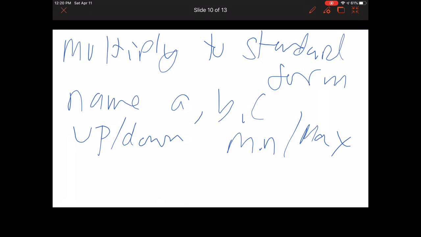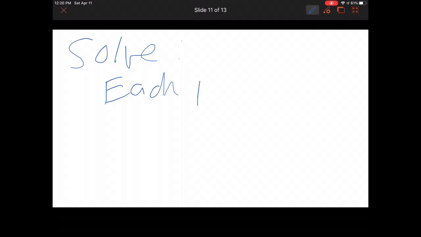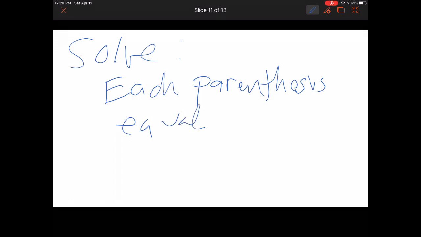Then one more thing, you're going to have to be able to solve. And they're already going to be in factored form. So you're just going to set each parenthesis equal to 0. All right? And then you're just going to solve that. You're just going to circle that and be done. All right?